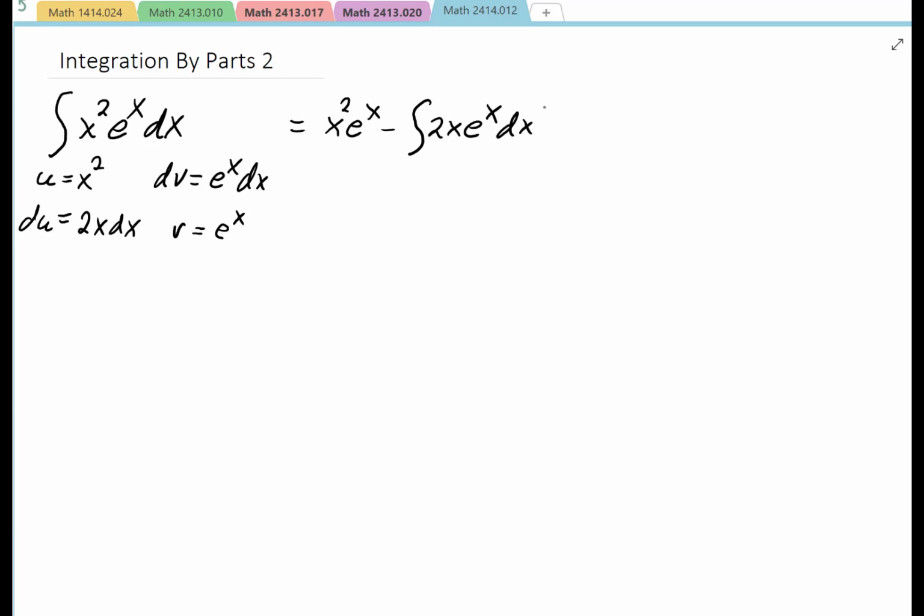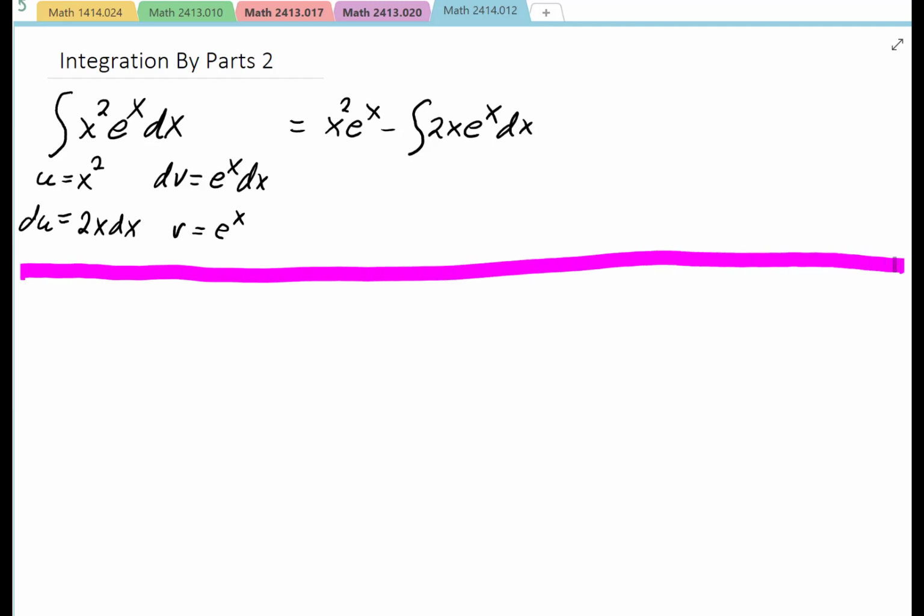Now, we have a slight problem, because this integral is now another integration by parts integral. So let's go down here and take care of this integral, 2x e to the x dx.